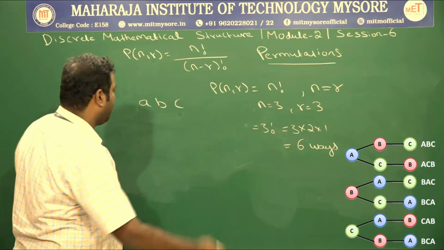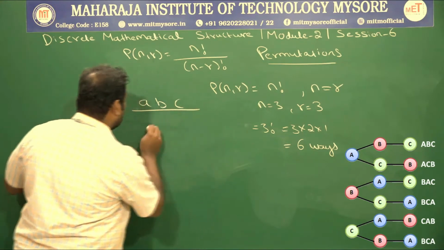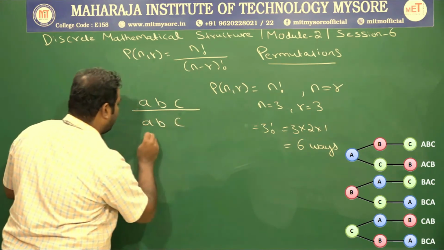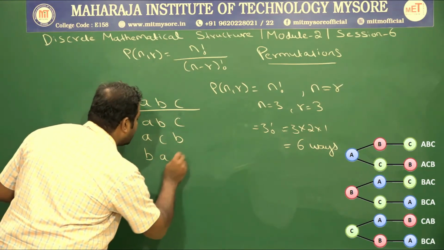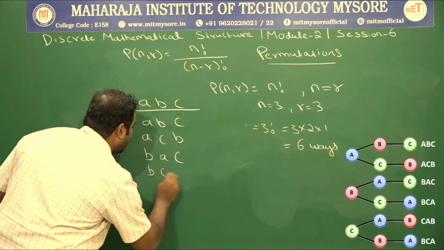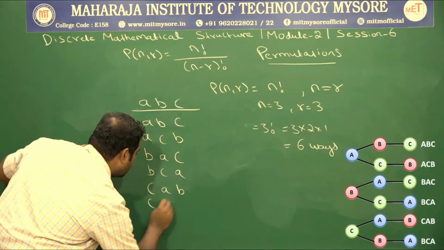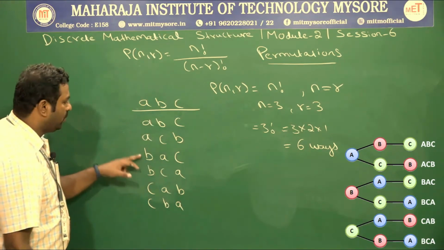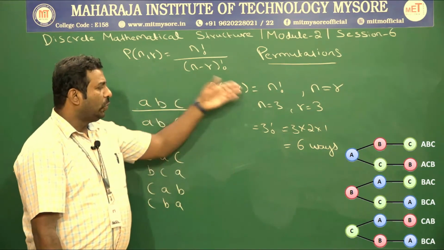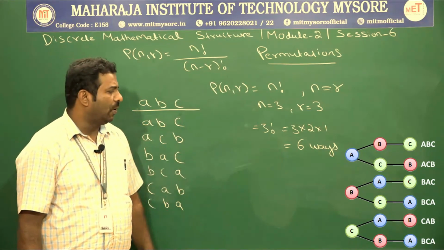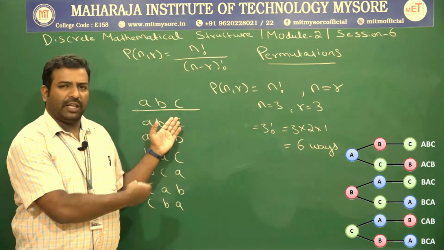And how has it happened? ABC is the first way, ACB is the second way, BAC, BCA, CAB, CBA. 1, 2, 3, 4, 5, 6. 6 ways. Instead of putting it in a list, use the formula and you get how many ways there are. And we use this formula because if it is only 3, I can easily find it out.